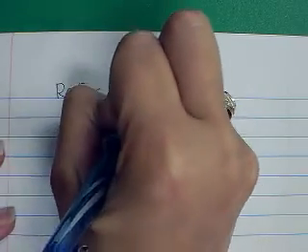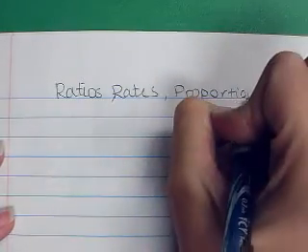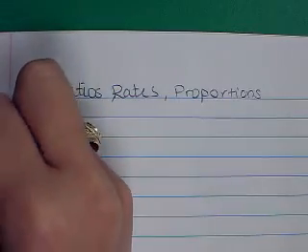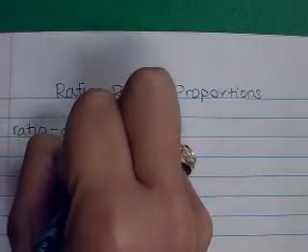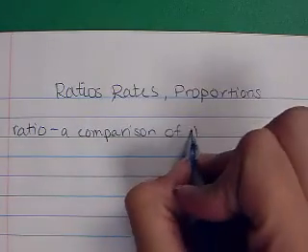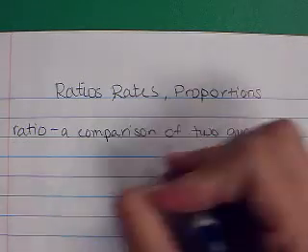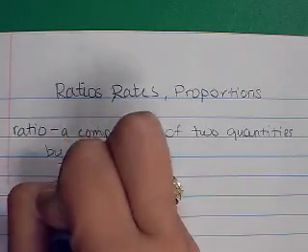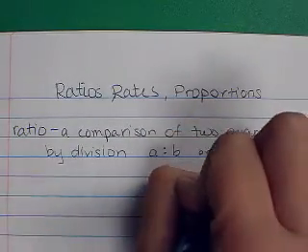Today in Algebra 1 we learned about ratios, rates, and proportions. We started with several definitions. The first was a ratio, which is a comparison of two quantities by division, such as A is to B or A to B.